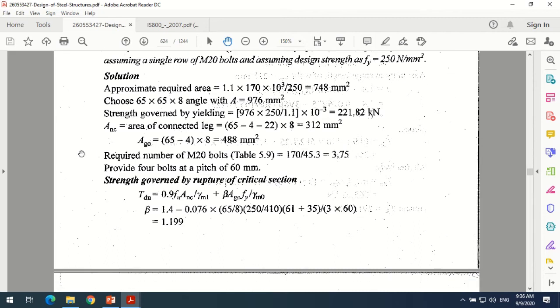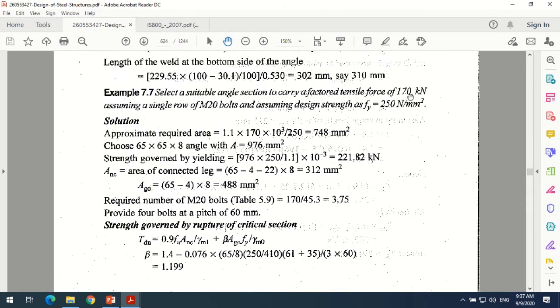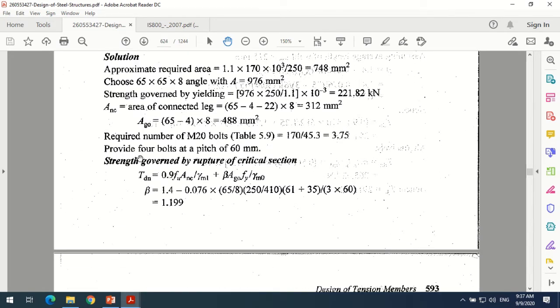Now, what number of bolts are required? Because we also need to find out the length of the connection while calculating the design strength due to rupture. So in order to get the Lc value, we have to first decide the number of bolts that will be there in our connection. We have the factored force of 170 kN, and knowing the strength of the bolt for M20 bolts, which is coming out to be 45.3, 170 by 45.3, we require 3.75 or 4 bolts over here, and the pitch distance will be 2.5 times the diameter of the bolt.